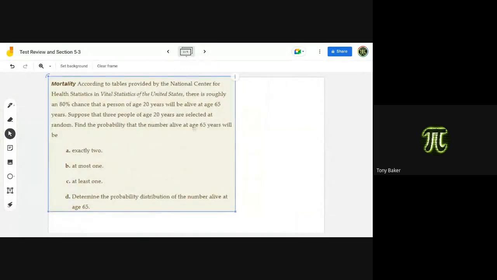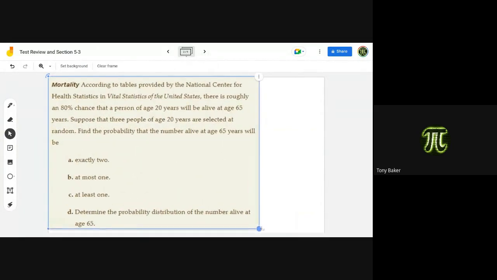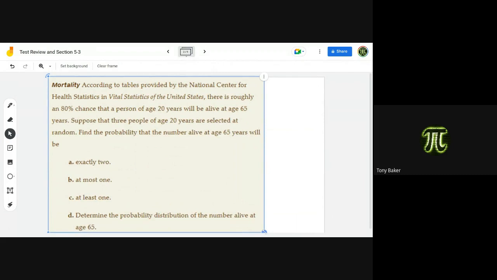All right, so let's look at a problem. Whoever wrote this book really did have a morbid sense of humor when writing problems. There are a lot of problems like this in this book. According to the tables provided by the National Center for Health Statistics, there's roughly an 80% chance that a person the age of 20 will live to the age of 65.